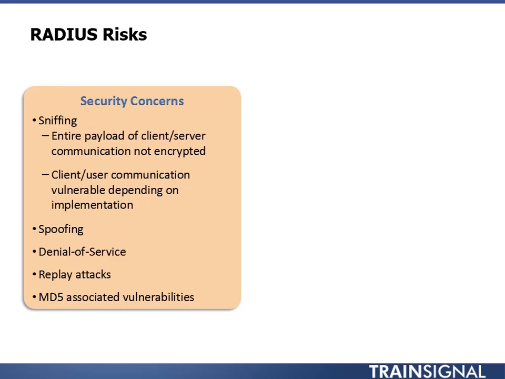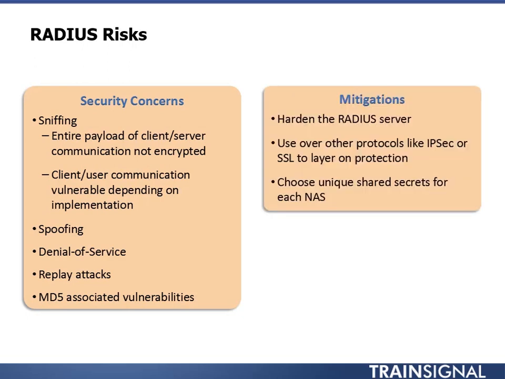RADIUS uses the MD5 cryptographic algorithm, and there are some known vulnerabilities with that, but honestly, RADIUS is implemented all over the world, and nowadays the way it's actually implemented pretty much limits these risks. Here are some of the ways you can mitigate it. You can harden the RADIUS server, which means host-based firewalls. You can use things like IPsec and SSL to encrypt it. And you can use unique shared secrets for every RADIUS server.